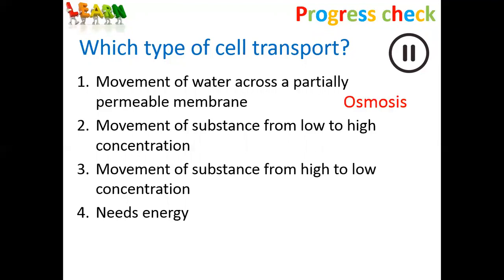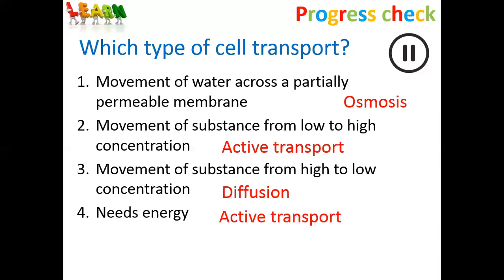So the first one is osmosis because it's talking about water and this membrane, so that must be osmosis. The movement of substance from a low to a high concentration, that's active transport. The movement of substance from high to low is diffusion. If that said the movement of water, it'd be describing osmosis. And the last one, the one that needs energy, the only one that needs energy, is active transport.